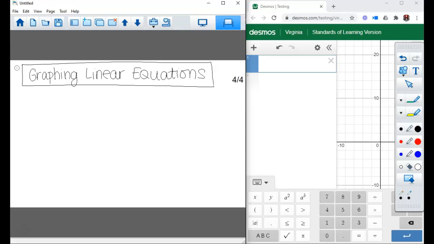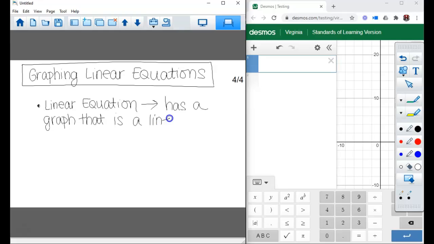Okay, now let's talk about a couple of things here that we need to know to get us started. First of all, let's talk about what a linear equation is. A linear equation has a graph that is a line. And that's how they get their name. So an equation is linear if it has a graph that is a line.